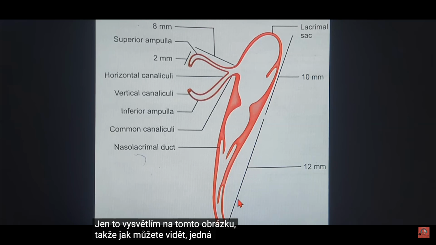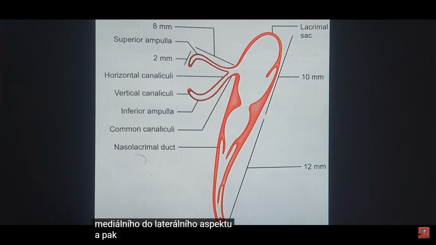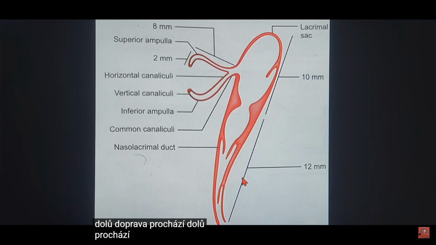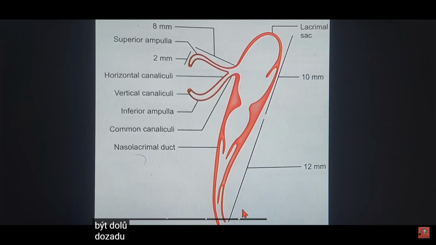As you can see, this is the nasolacrimal duct, which is coming from the medial to the lateral aspect, and then again turning inferiorly, medially. So the answer to that question should be that it passes downwards. It passes downwards, it passes backwards, and it passes initially laterally, and towards the end of the nasolacrimal duct, when it opens up into the inferior meatus, it turns medially. So the answer should be downwards, backwards, and initially laterally, and then medially.